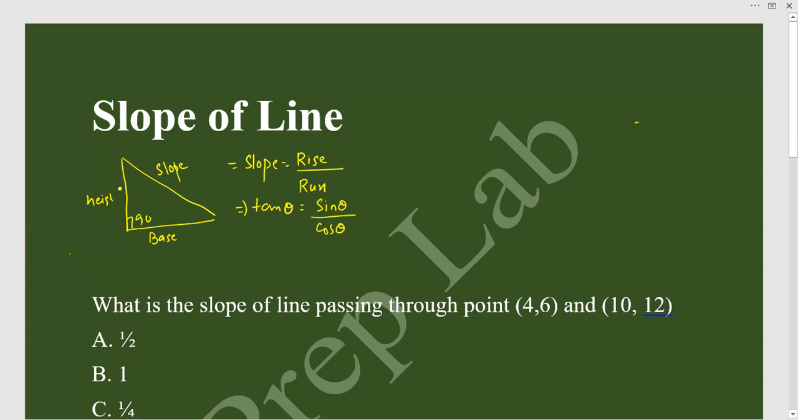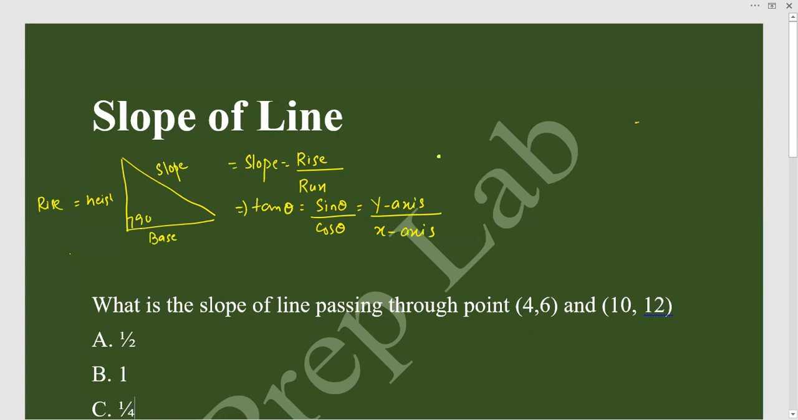So what is sine theta? Sine theta is rise, which lies on the y-axis. And what is cos theta? That is our base, so we can say that this is the x-axis with respect to the angle 90.